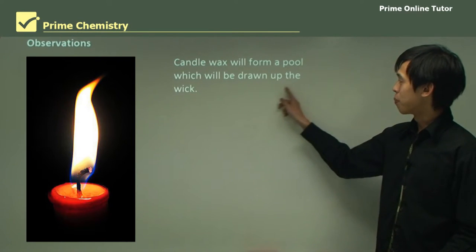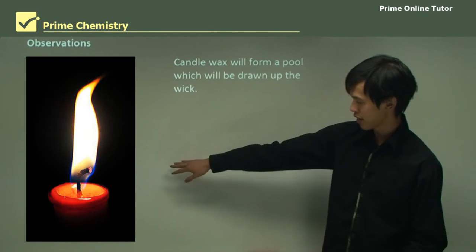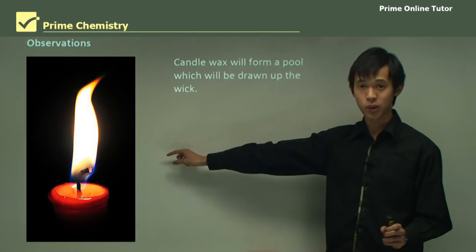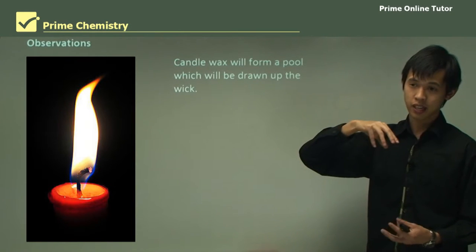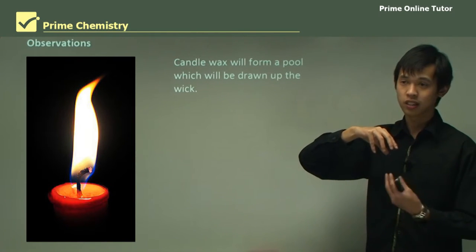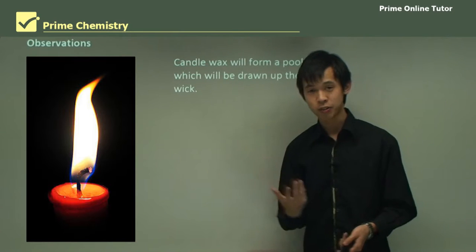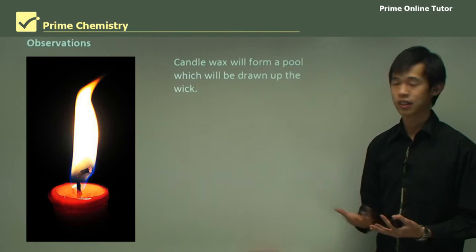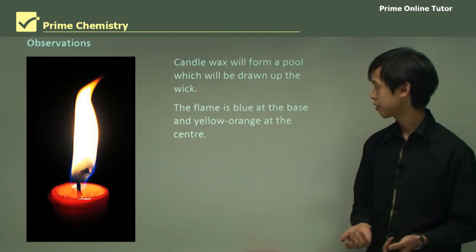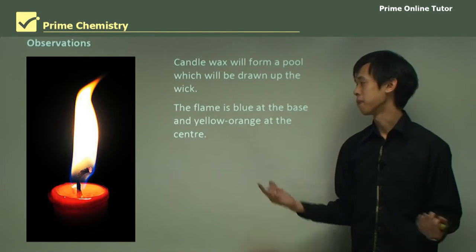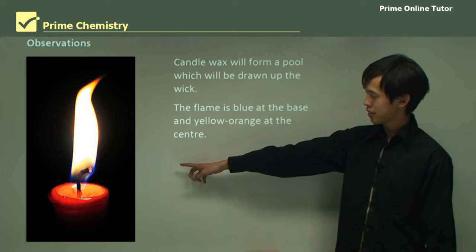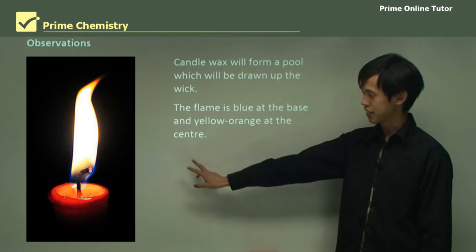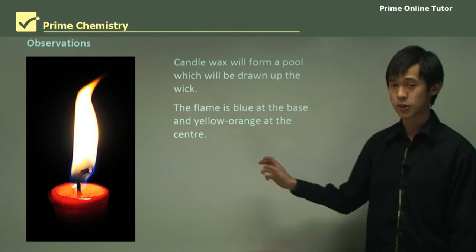The candle wax will form a pool, which will be drawn up the wick. Here you can see there's a little crevice or bowl area down at the bottom of the wick. When the flame is there, the wick will draw the liquid up that string, which is called the wick. Then the heat from the flame will vaporize the wax, and then you get it to burn. The flame is blue at the base and yellow-orange towards the center, which you've all seen. That implies that the bottom end is hotter than the top.